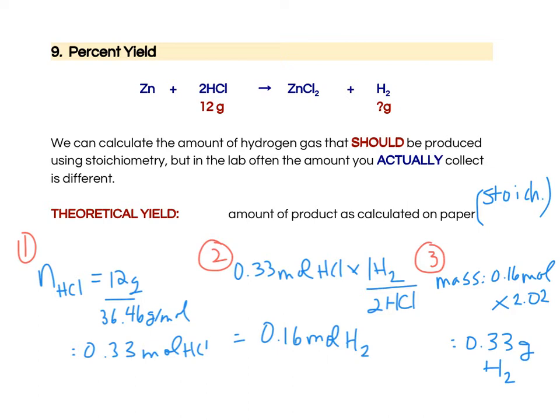So my theoretical yield, I'm going to write that in, right? My theoretical yield was 0.33 grams. That's on paper what I should be able to produce.